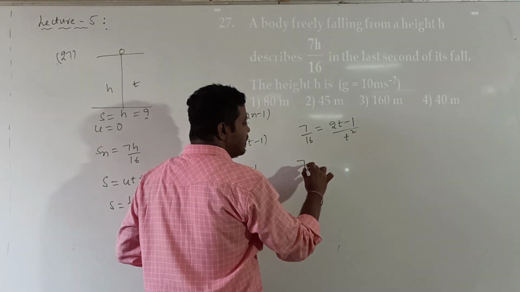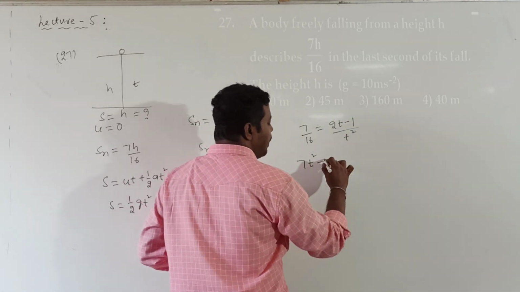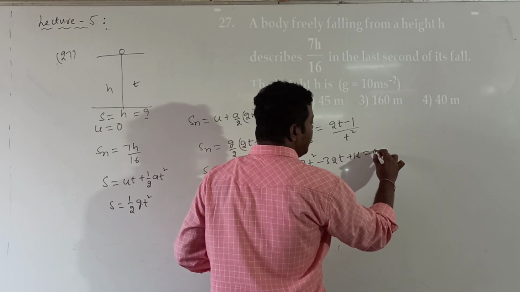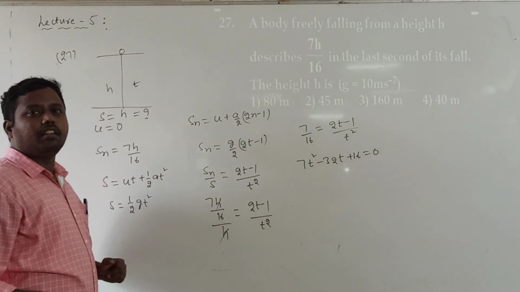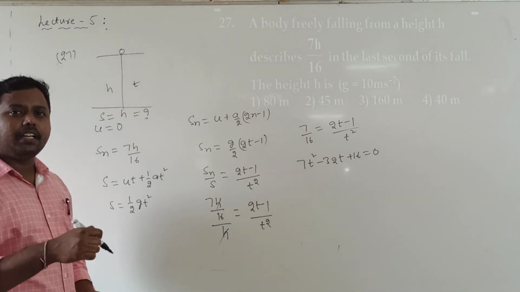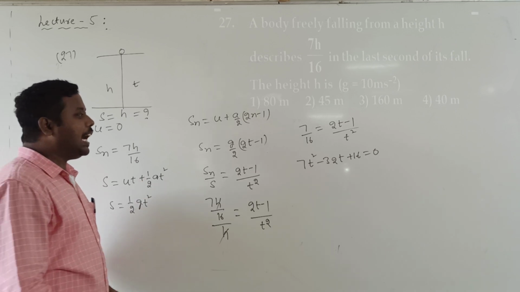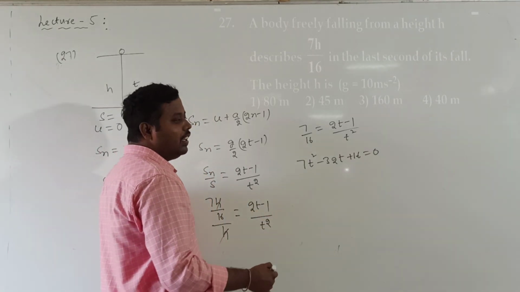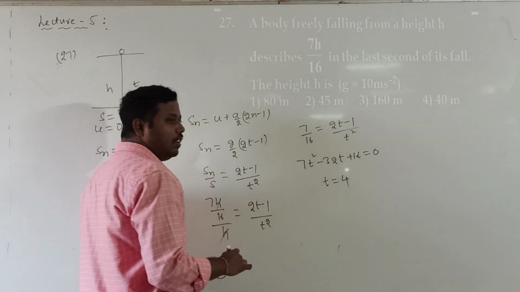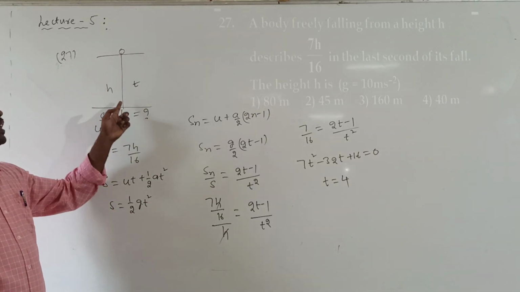Cross multiplying, 7 into t square, and bringing the term to this side, minus 32 into t plus 16 is equal to 0. Find the roots of this quadratic equation by the formula minus b plus or minus root over b square minus 4ac, by 2a. By using this formula we can calculate the time. Simplification you do; I am writing directly. After solving, you get the t value as 4. This is the total time of journey, the time taken by the body to reach the ground.